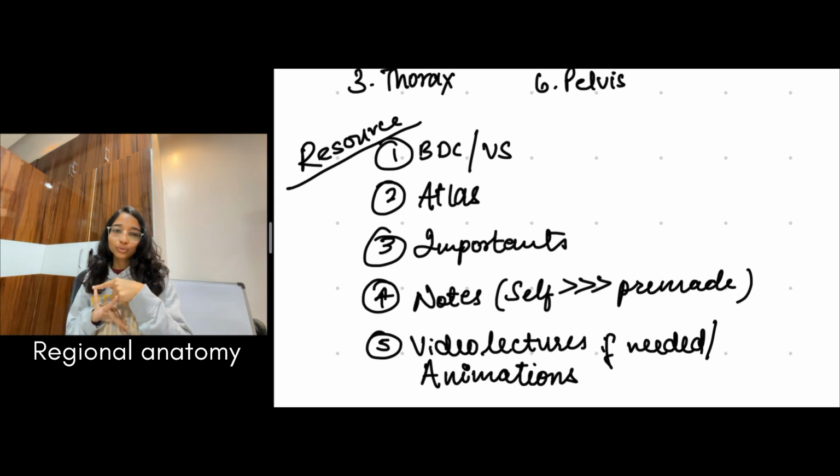Then make your own notes. Like your own notes would always be superior to any pre-made note. Video lectures and animations if you need it. Like if you're really struggling, only then go for these.